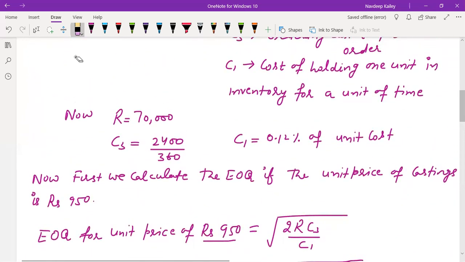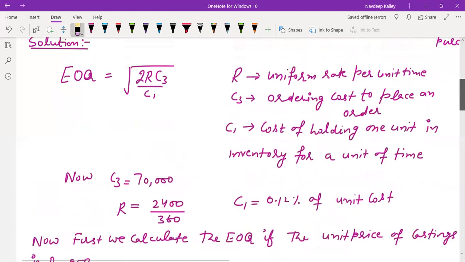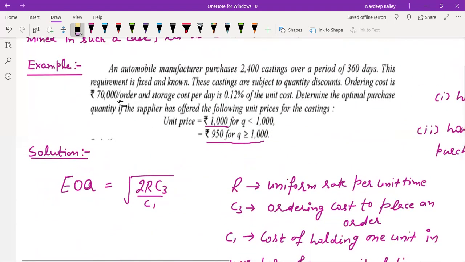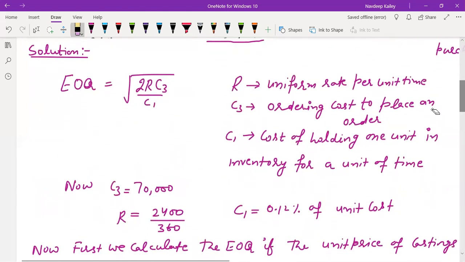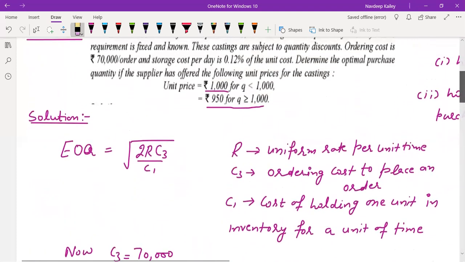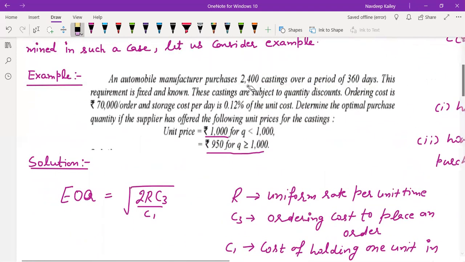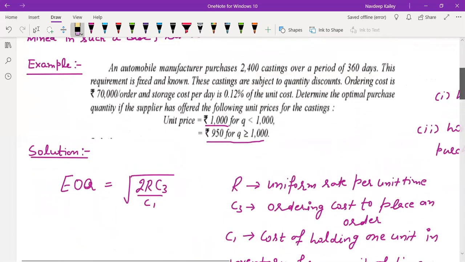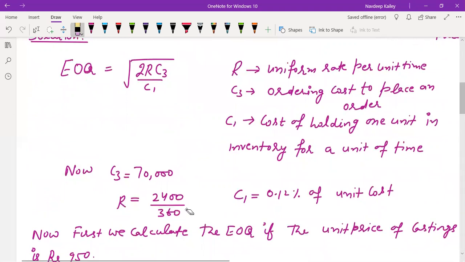There must be a change. This is basically R, and this is C3, that is ordering cost, 70,000 per order. This was by mistake. The ordering cost is rupees 70,000 per order. Therefore, C3 must be 70,000, and capital R is given as an automobile manufacturer purchases 2400 castings over a period of 360 days. Therefore, capital R, the uniform rate per unit time, is 2400 by 360. Please change these two entries.